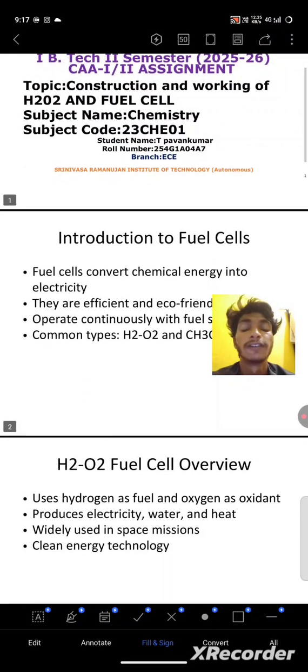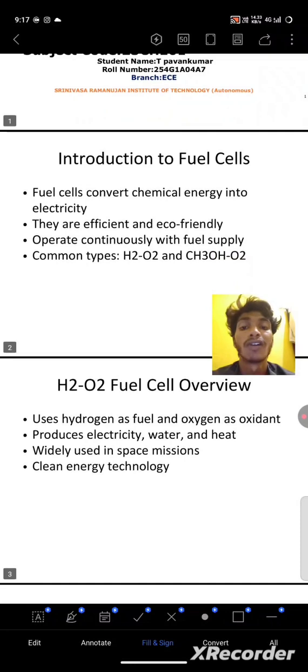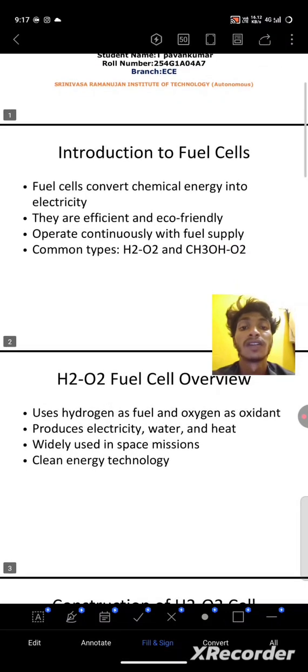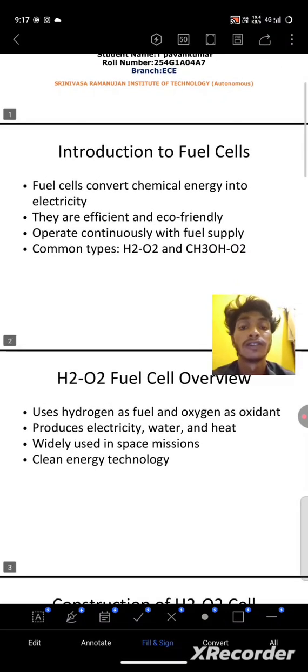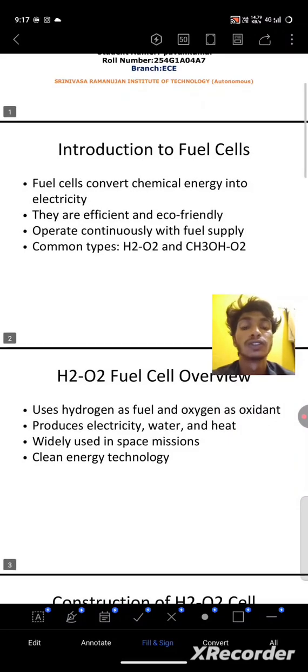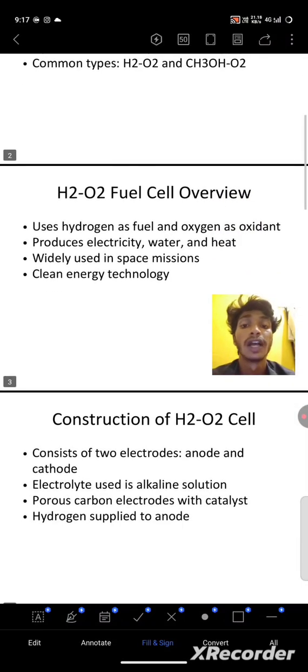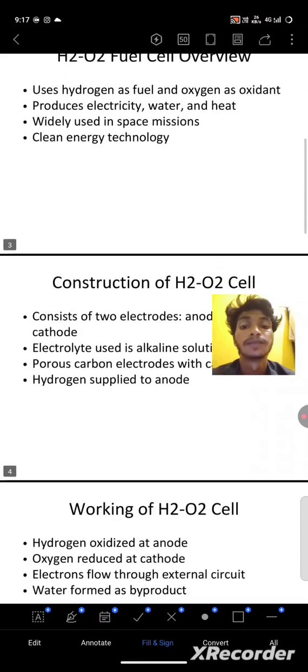Introduction to fuel cells. Fuel cells convert chemical energy into electrical energy. They are efficient and eco-friendly. They operate continuously with fuel supply. Common types are H2-O2 and CH3OH-O2. The H2-O2 fuel cell overview: it uses hydrogen as fuel and oxygen as oxidant and produces electricity, water and heat. Widely used in space missions, clean and energy technology.